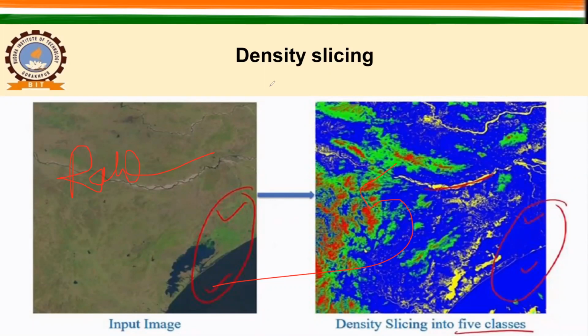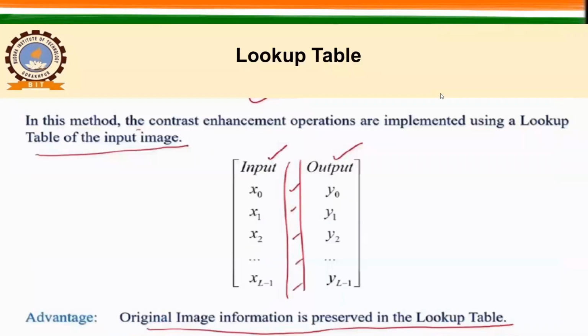One more technique we have. Now we have the lookup table. All these methods which we have discussed till now are basically directly applied on the image. We applied them on the image directly, so we do not have any backup. We have no backup.